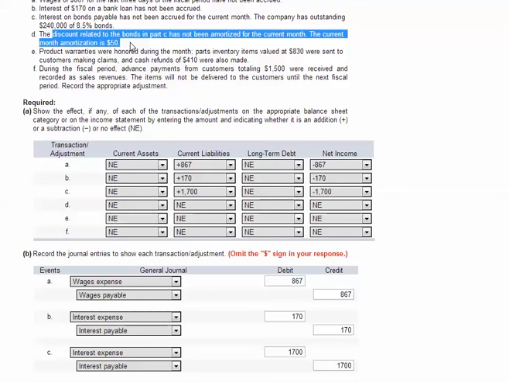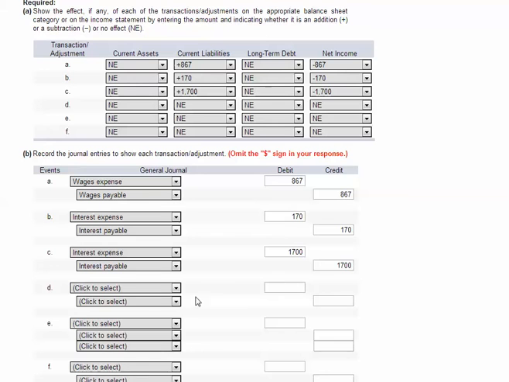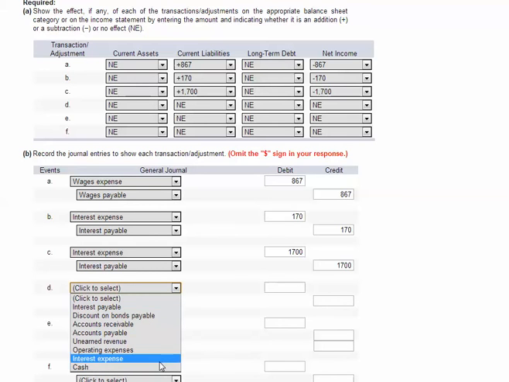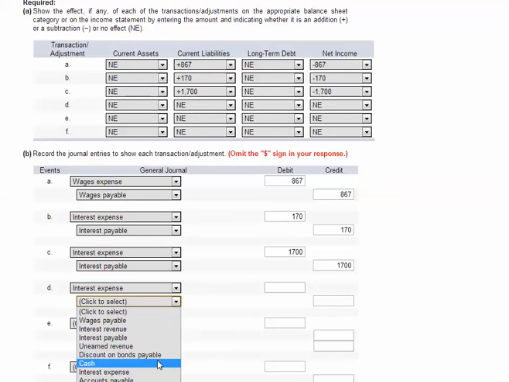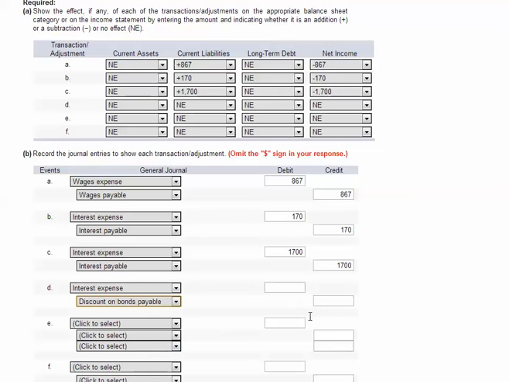So every month, we'll have a $50 increase in our interest expense. And then we will credit discount on bonds payable for $50. So that's reducing that contra account for bonds payable. So that will be $50. So because of that, our net income will go down by 50. But our long-term debt should go up by 50 because the value of that bonds payable is going to increase by the $50.